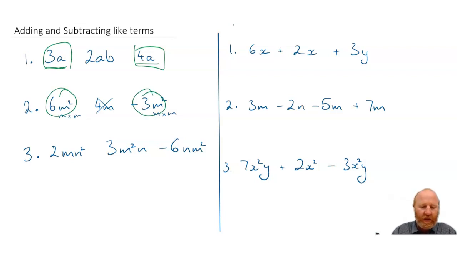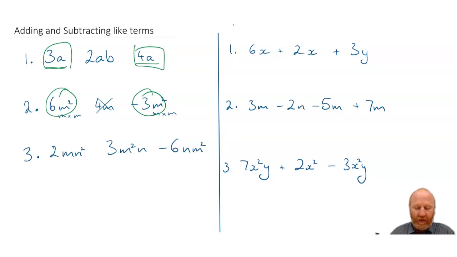Looking at the last one, it's a little trickier, but if we just pay attention to the indices and which letter they're on, we'll get there. I've got an m and an n squared here. I've got an m squared and an n here. That's not the same. The m here is not squared, the m here is squared.